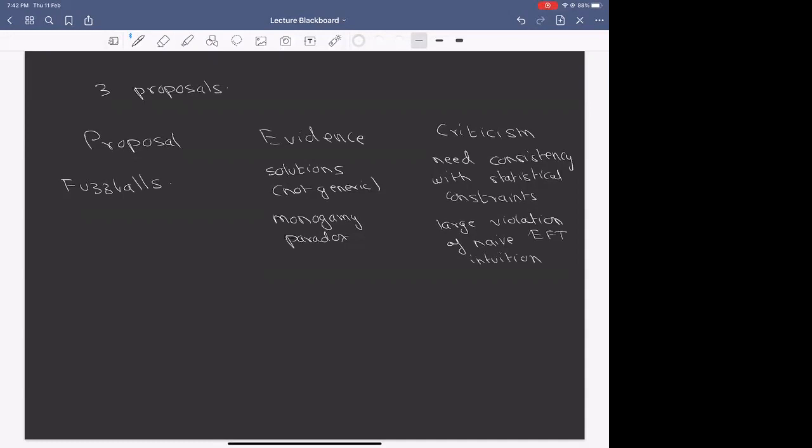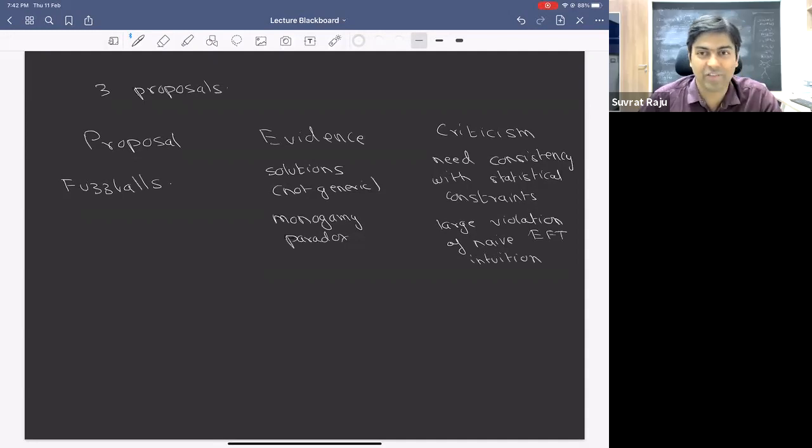For sure, it is a fact that there's a large violation of naive EFT intuition. Now whether that's necessary or not, we can discuss, and whether the monogamy paradox is sufficient for it, we can discuss.